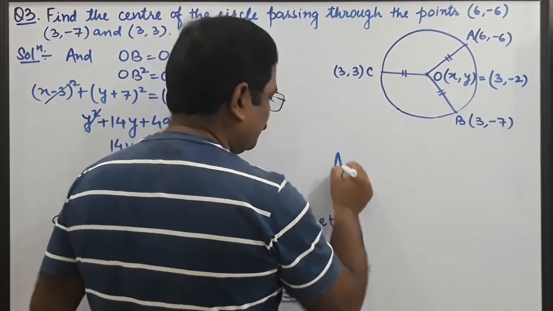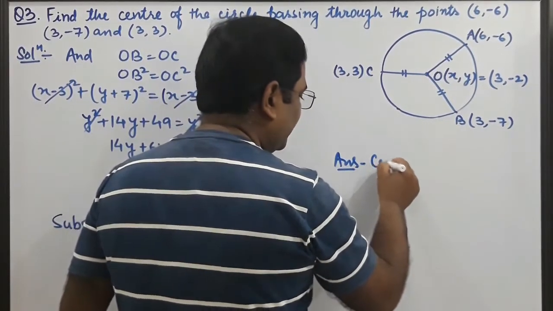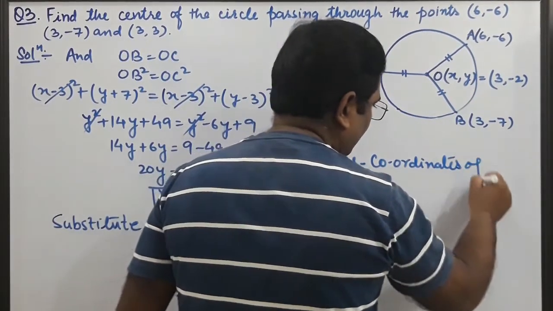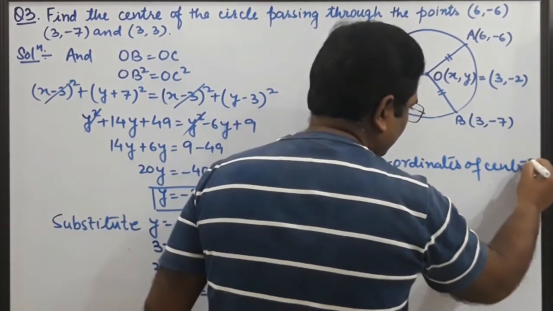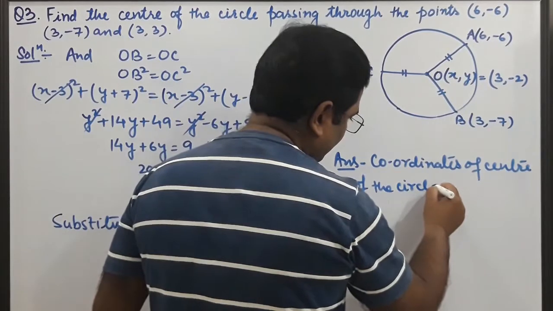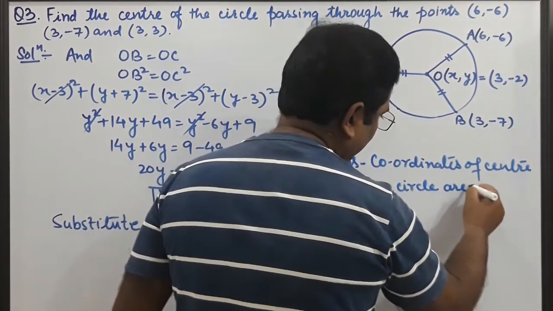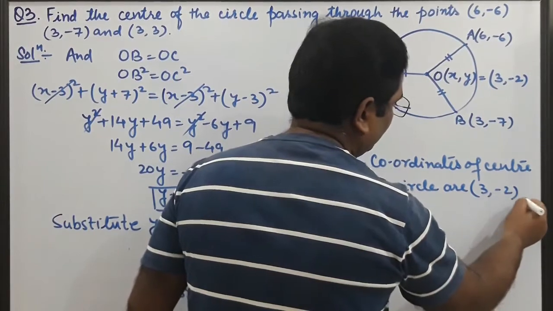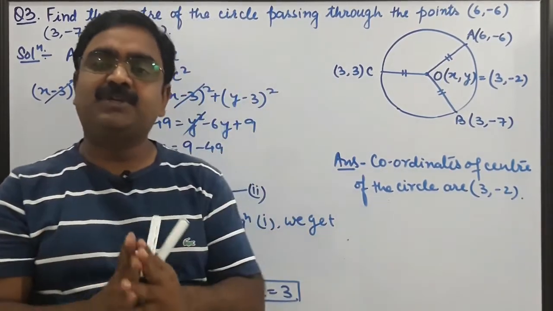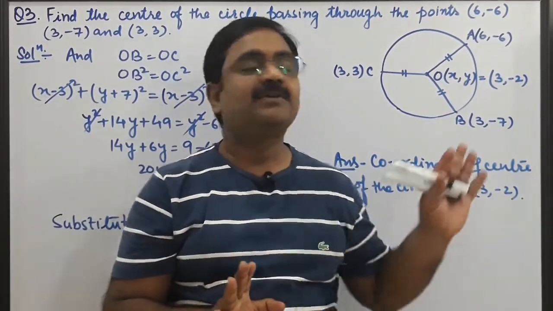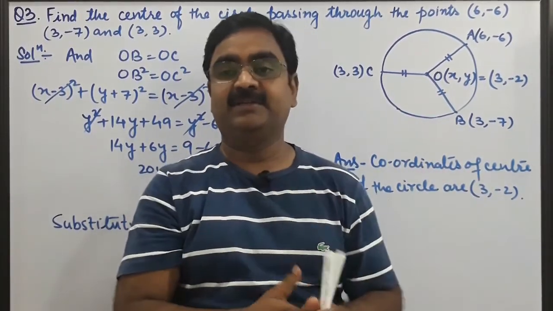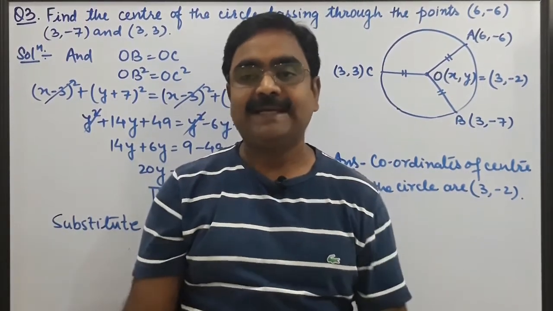So what will be your answer? Therefore the coordinates of the center of the circle are 3 comma minus 2. Okay children, so with the help of this concept you can get the answer of the question easily. Whatever concepts you know previously, apply those concepts to get your answer easily, right?